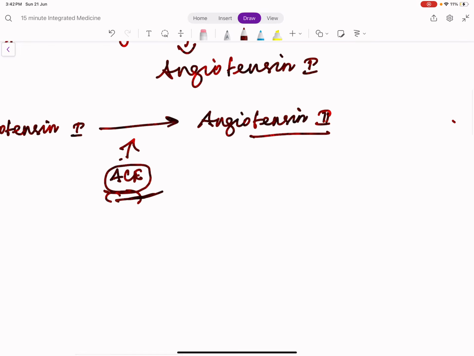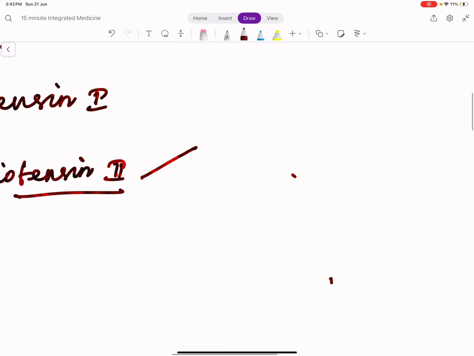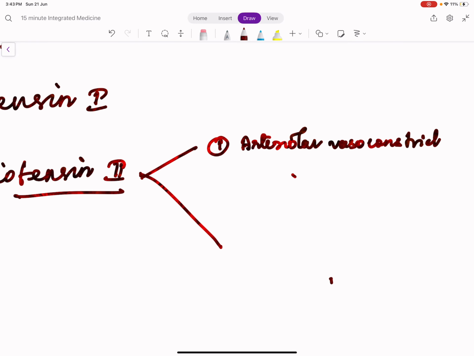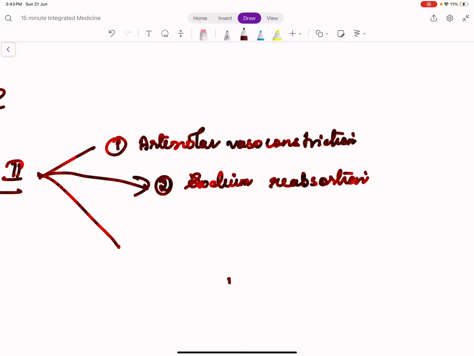So what does this angiotensin 2 do? Angiotensin 2 has mainly four activities. One, it causes arteriolar vasoconstriction. You know very well, when arteriolar vasoconstriction occurs, it increases BP. The second action is it causes sodium reabsorption by the distal convoluted tubules. This again increases BP. The third activity is it increases aldosterone secretion.